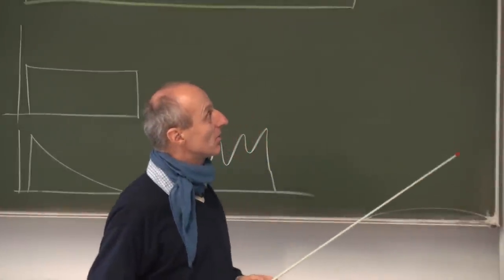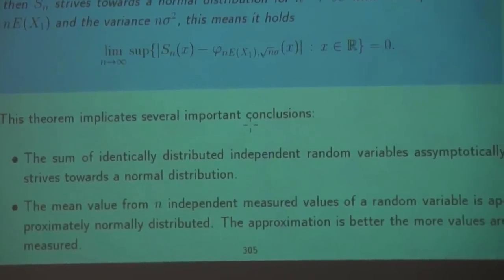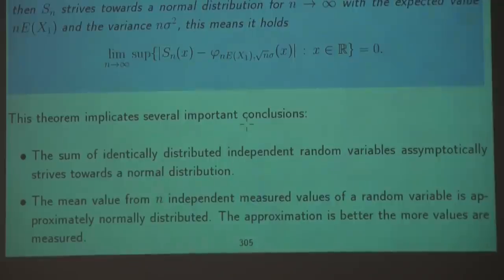Okay. This theorem implies several important conclusions. That's what we talked about long enough now. The mean value from n independent measured values of a random variable is approximately normally distributed. That's the kernel of this theorem. The mean has approximately a normal distribution. And the more measurements we make for the mean, the more the mean is normally distributed.